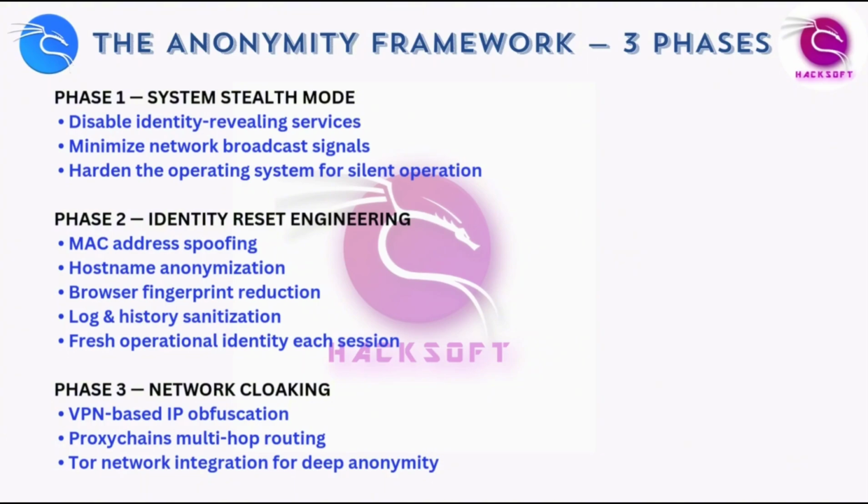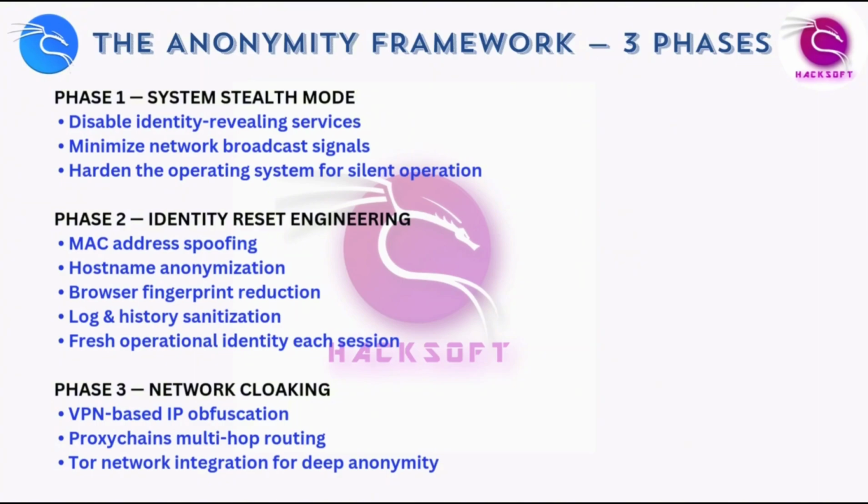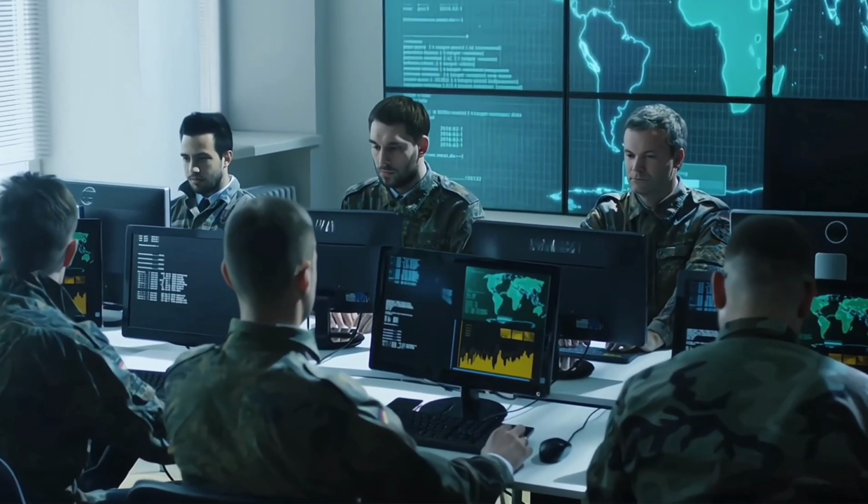Phase 1, System Stealth Mode. We silence the system, turn off noisy background services, and remove anything broadcasting our identity. The goal? Blend into the network instead of standing out. Phase 2, Identity Reset Engineering. We change who the machine is. New MAC address, new hostname, reduced fingerprint, cleaned logs, fresh identity every session. Phase 3, Network Cloaking. We hide traffic itself with VPN layers, proxy routing, and Tor circuits. After this stage, tracking becomes extremely difficult. All right, that's the map, so let's slide straight into Phase 1.